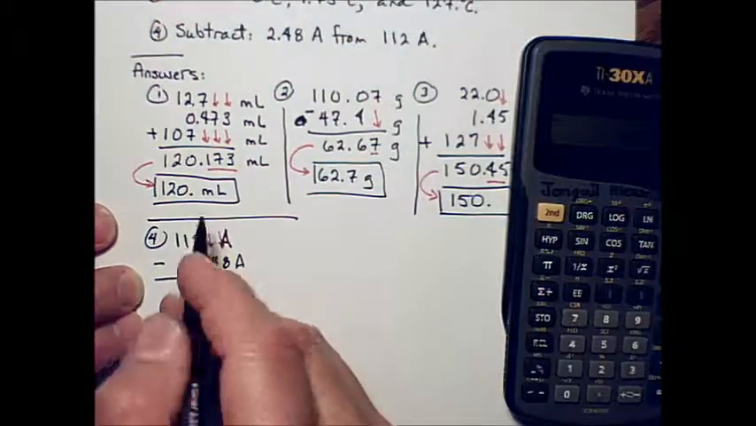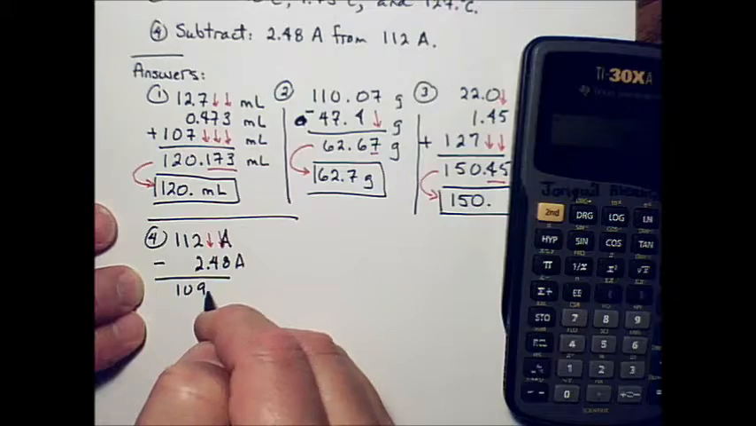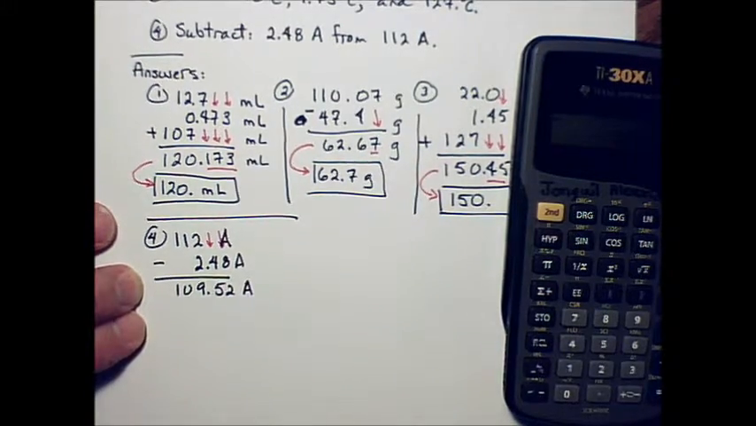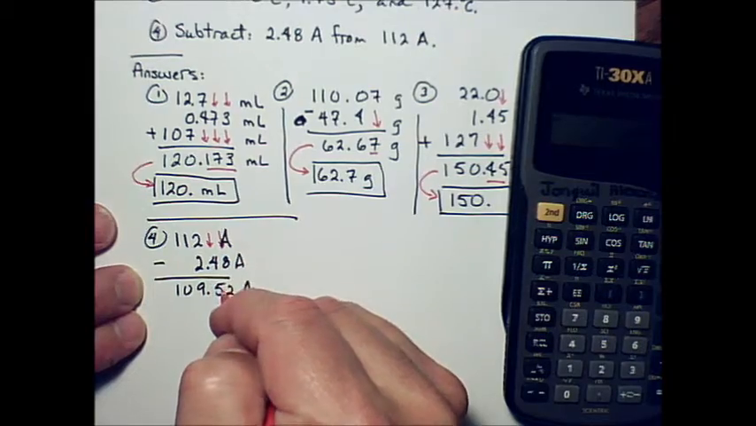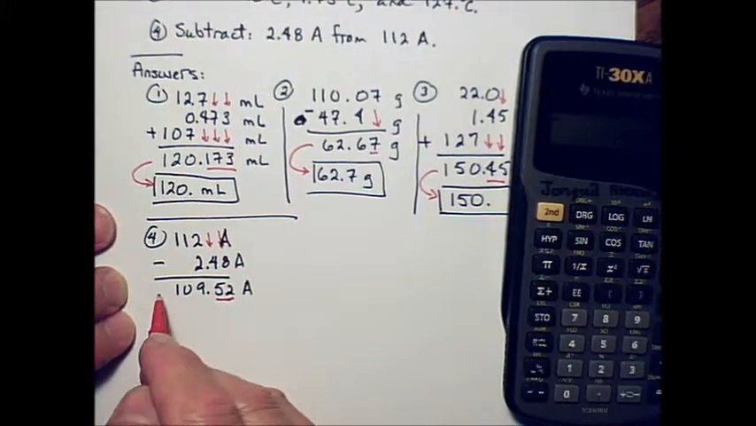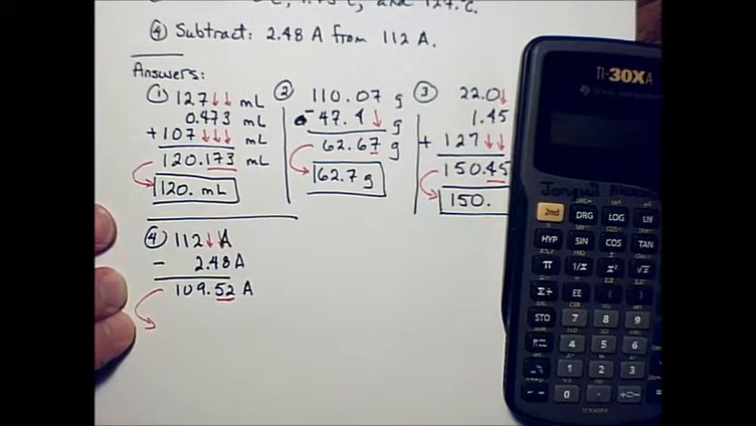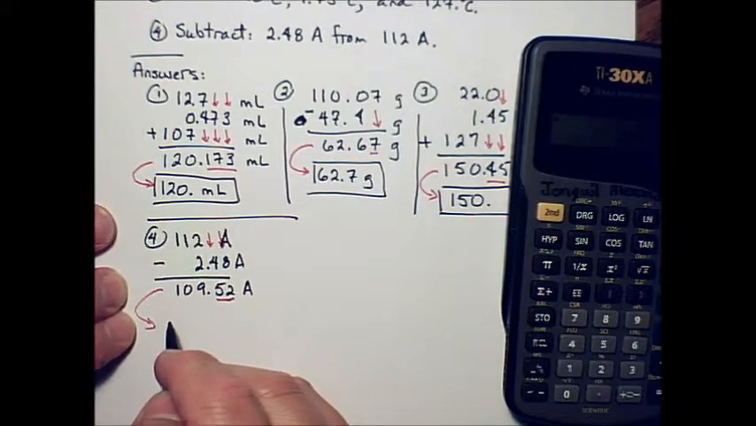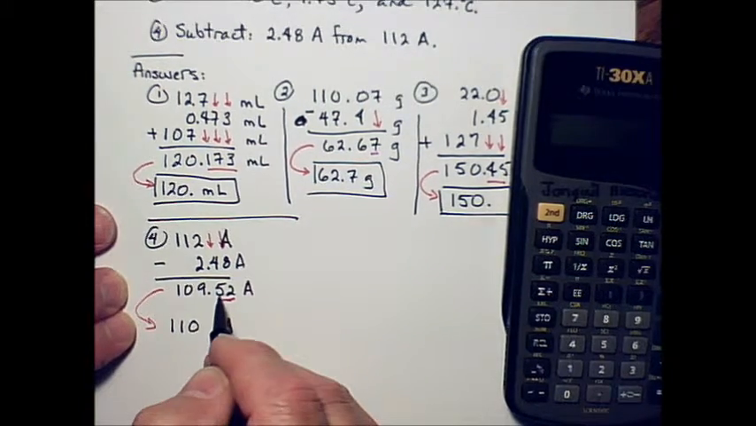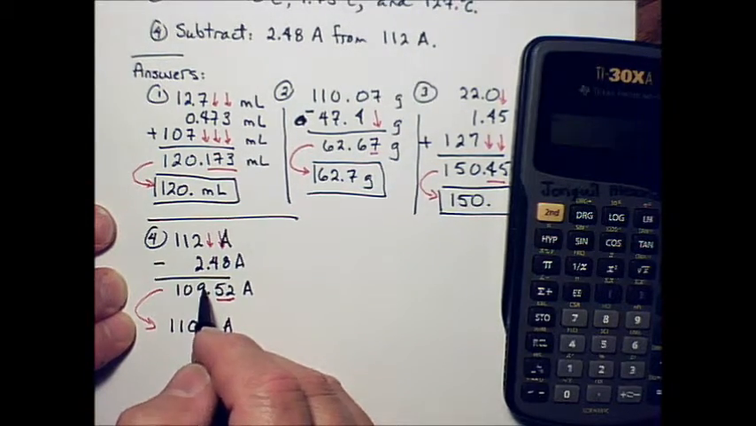$109.52. Okay, empty slots above this digit, empty slot above this digit. Okay, got to round off. So the answer then is 110 amps. This 5 here rounds the 9 up to a 10.